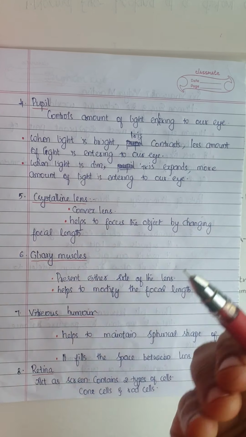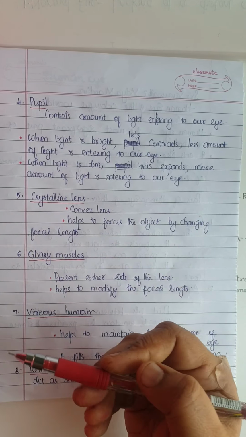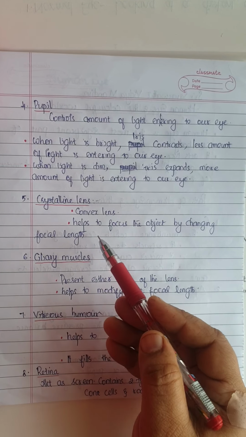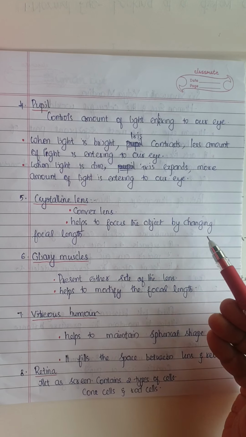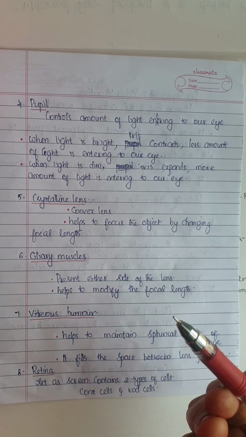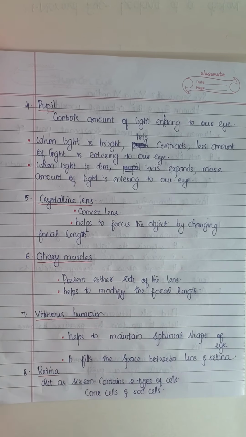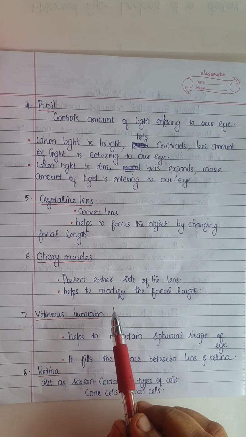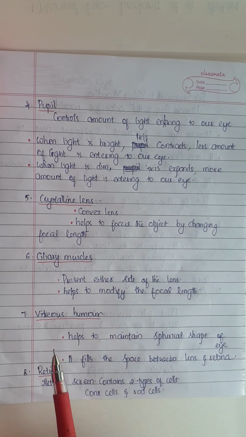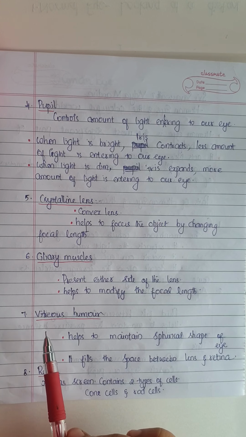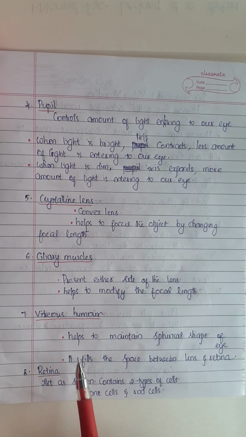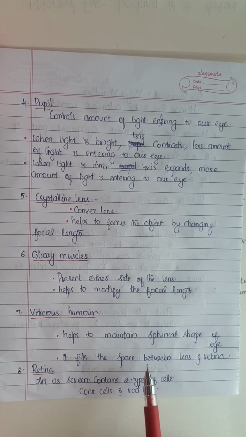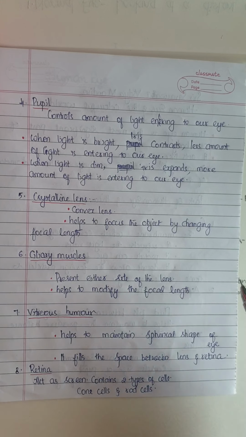Next part is the crystalline lens. It is an important part, children. It is a convex lens. It helps to focus the object by changing its focal length. Then comes ciliary muscles. They are present on either side of the lens. It helps to modify the focal length. Next comes vitreous humor. It helps to maintain the spherical shape of the eye. It fills the space between lens and retina.